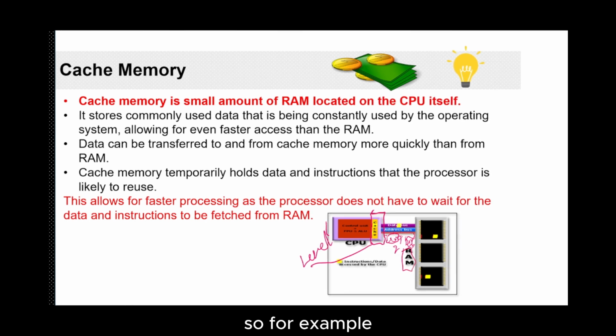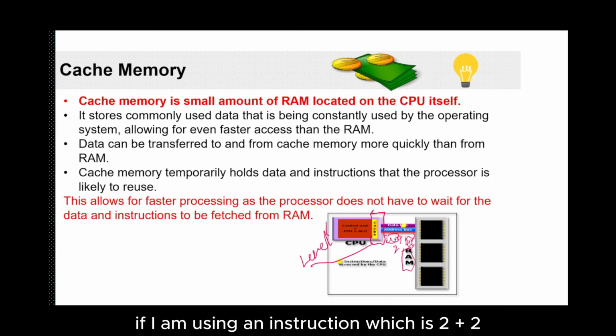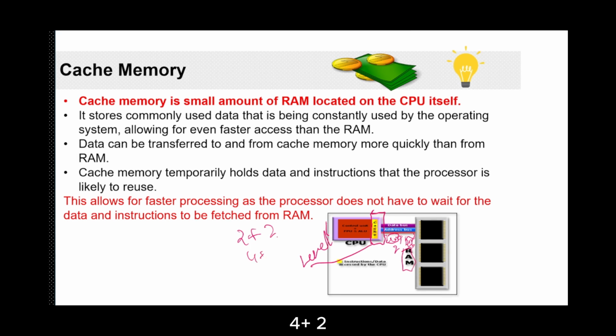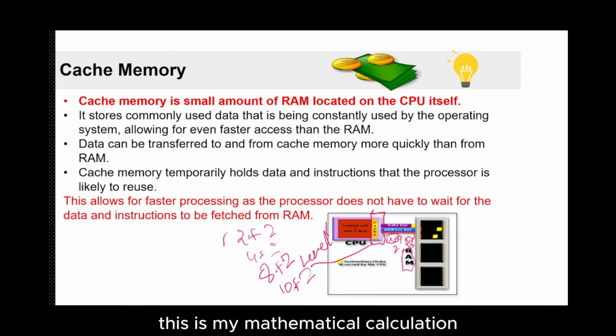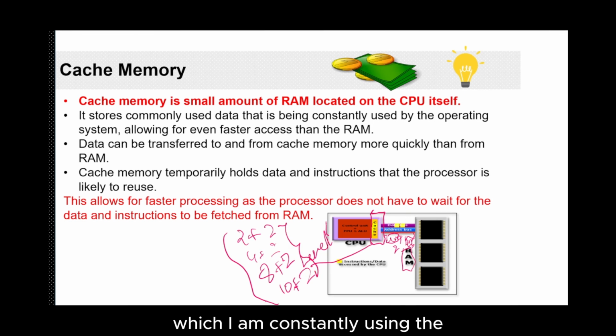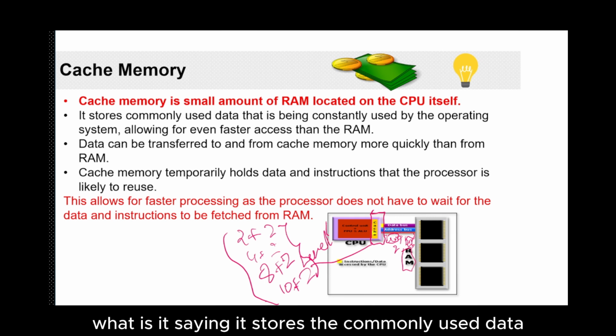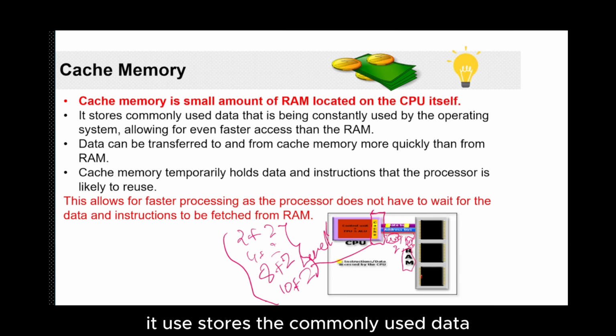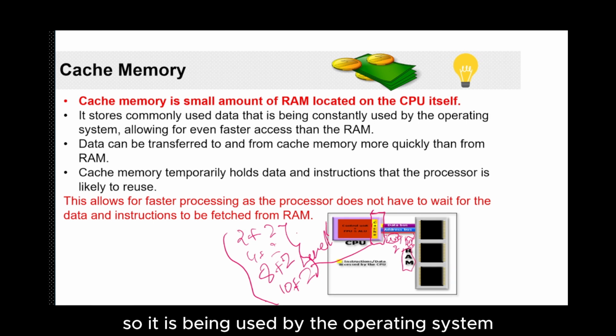So, for example, if I am using an instruction which is 2 plus 2, 4 plus 2, 8 plus 2, 10 plus 2, what is this? This is my mathematical calculation, which I am constantly using. So what is it saying? It stores the commonly used data that is being constantly used by the operating system.